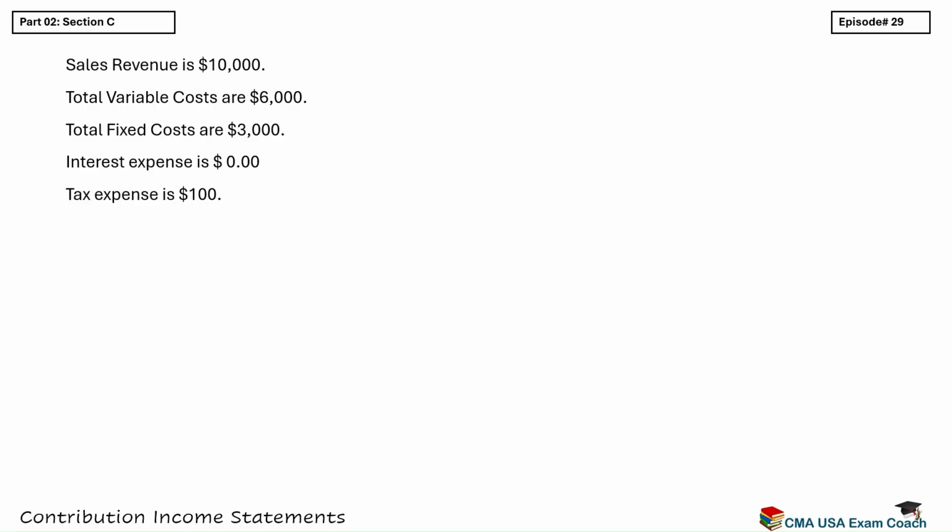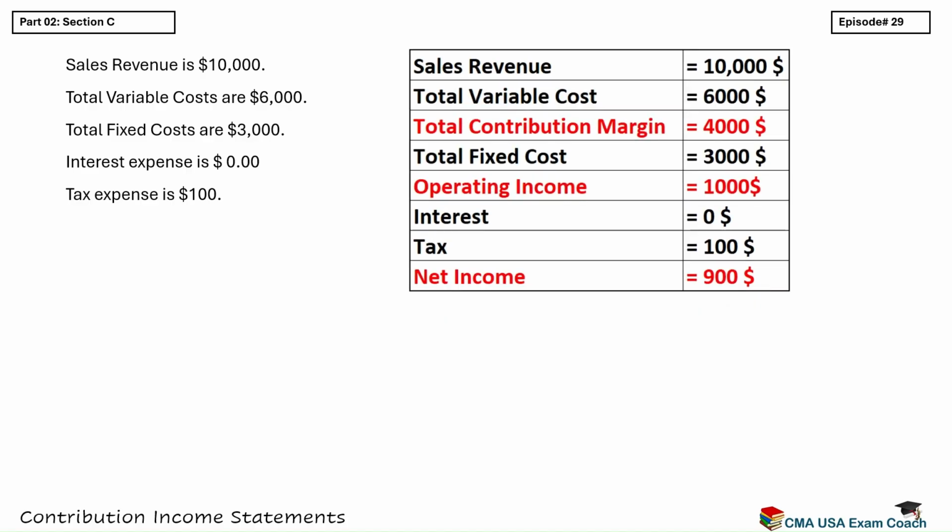First, we start with the sales revenue of $10,000. Next, we subtract the total variable costs of $6,000. This gives us the contribution margin, which is $10,000 minus $6,000, equaling $4,000. From the contribution margin, we deduct the total fixed costs of $3,000. This leaves us with an operating income of $1,000. Since the interest expense is $0, we move on to subtract the tax expense of $100. Subtracting tax from operating income leaves us with a net income of $900.